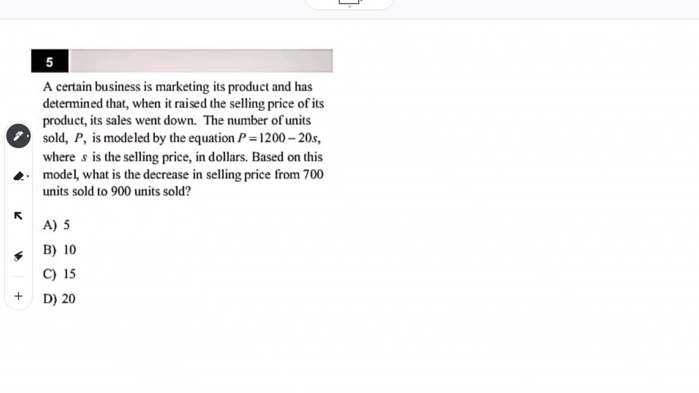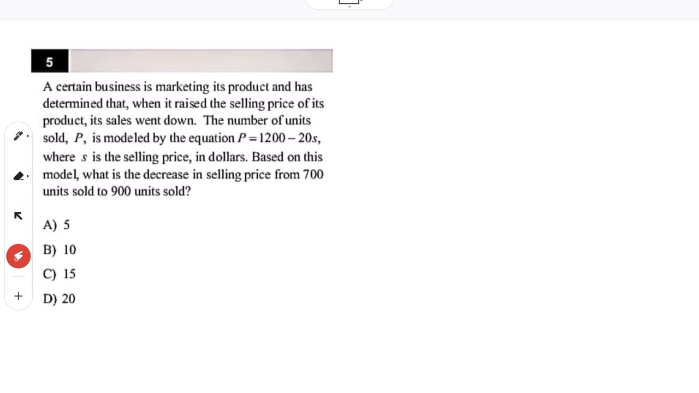In this problem, we know that a certain business is marketing its product. When it raised the selling price of its product, the sales went down. This is typical in a lot of businesses. And now we have this equation, price is equal to 1200 minus 20s, where s is the selling price.